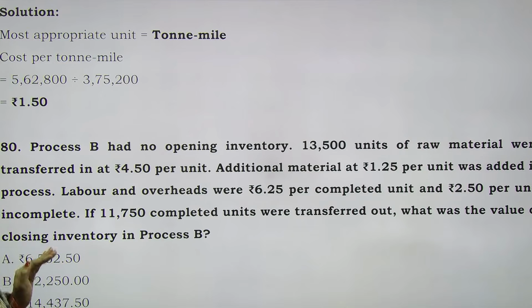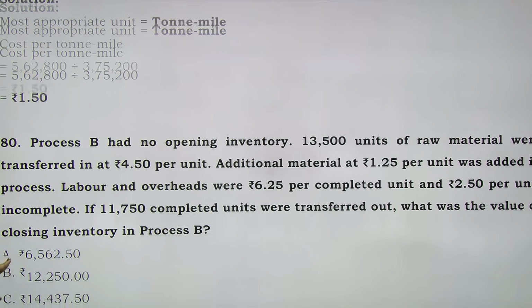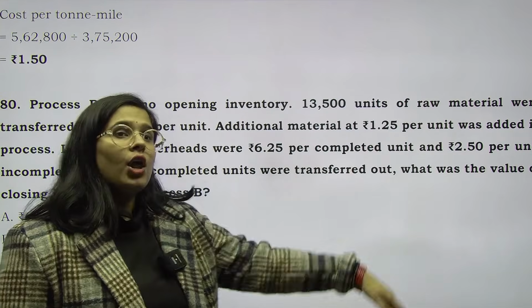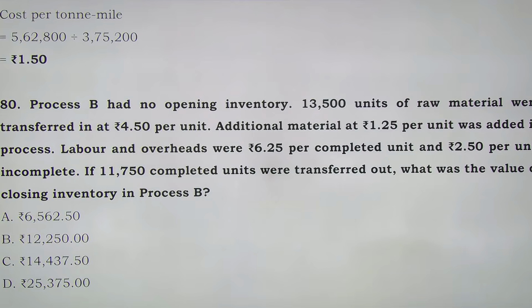And lastly, we have process B had no opening inventory. 13,500 units of raw material was transferred at 4.50, that is direct material. Additional material 1.25 was added. Labor and overheads 6.25 is for completed units, but for incomplete units 2.50. If 11,750 completed units were transferred, what is the value of closing inventory?